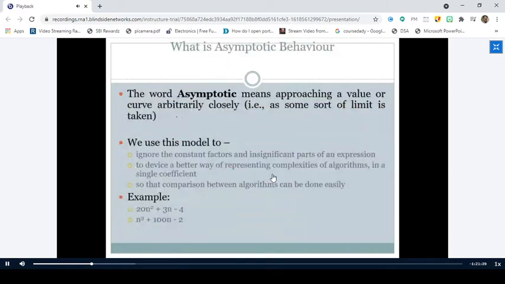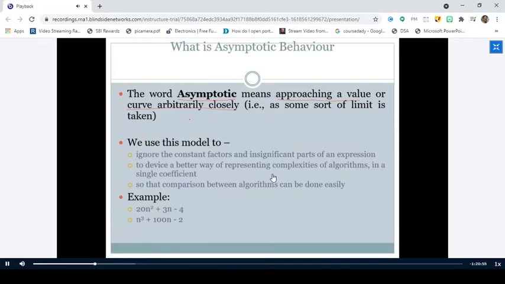The word asymptotic, I told you in the first slide itself, means approaching a value or curve arbitrarily closely. If there is a standard curve, you are going to approach it as closely as you want. That is called asymptotic, right? We'll see it in the diagram also. It's not an issue. You should just know what asymptotic means: you are going to approach a particular value or a curve arbitrarily closely, moving closer to the curve. That is called asymptotic, right?